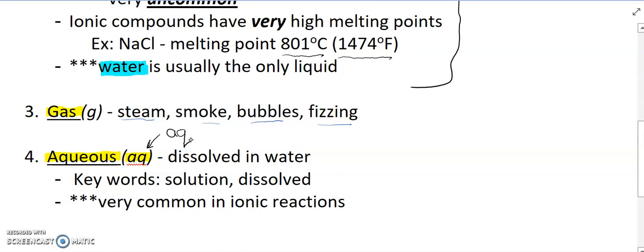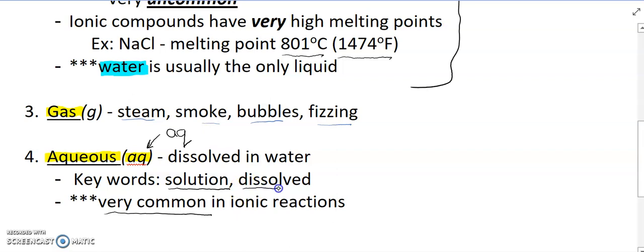Aqueous means dissolved in water, and this is going to be the most common form that you're going to see in ionic compounds, because ionic compounds don't melt. Well, they do, just not at average temperatures. So what happens when we put it in water, we know table salt dissolves. And that forms a specific state of matter where we can use ionic compounds in chemical reactions. So aqueous is going to be very, very common when we talk about chemical reactions. Keywords to look for: if it's dissolved in water, we commonly refer to it as a solution.